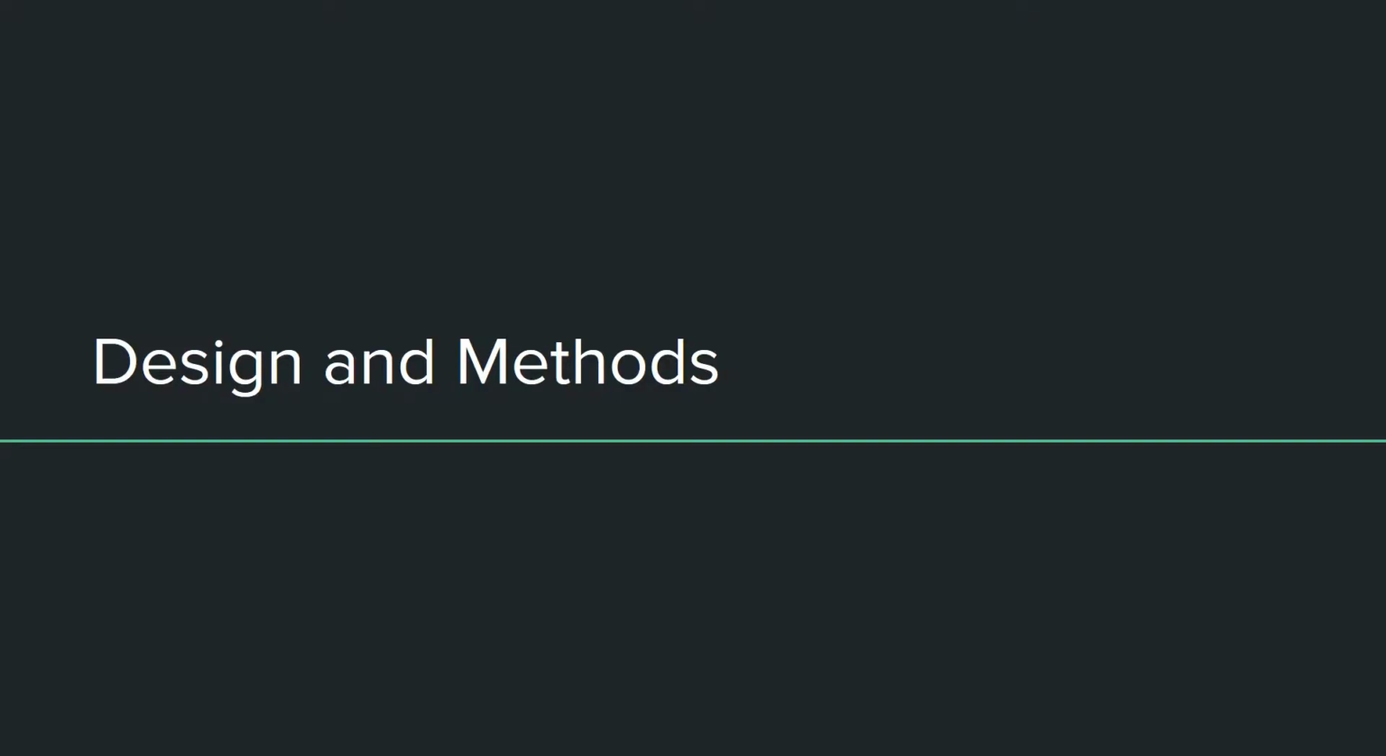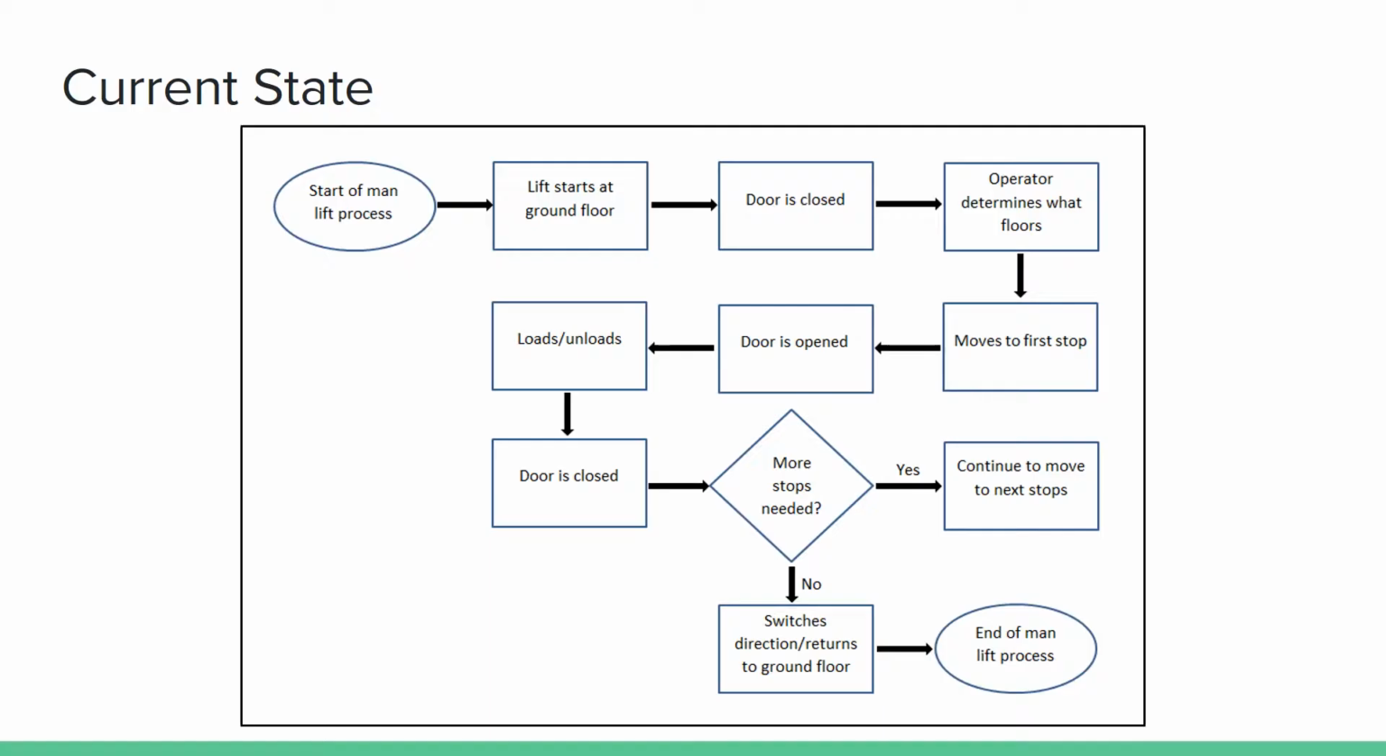Alright, so moving on, we're going to discuss the steps in our design of a solution and the methods of testing these possible solutions. Alright, so we're going to start by describing the current state of the man lift process for Webcor. So currently the lift starts at the ground floor and the passengers load onto it, and the door is then closed behind them.